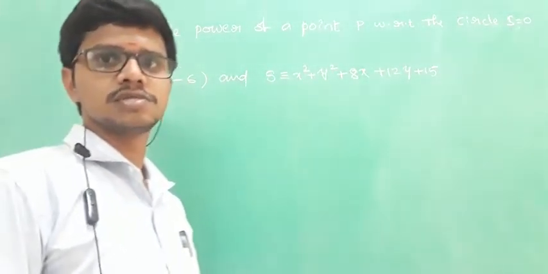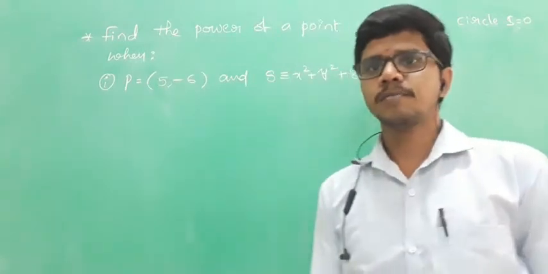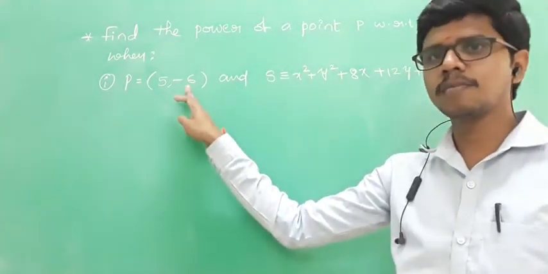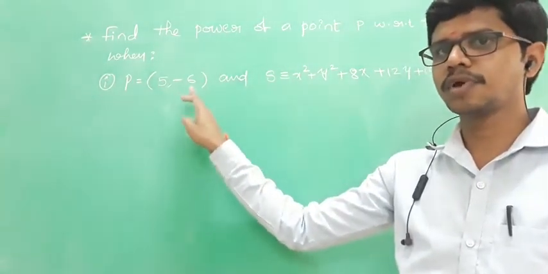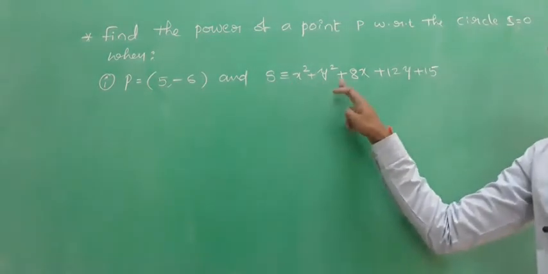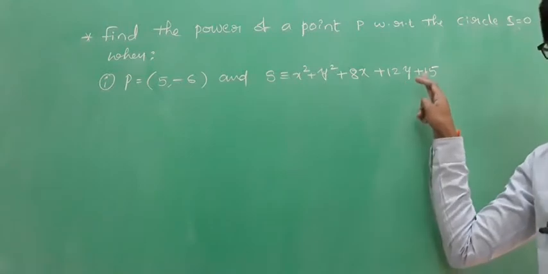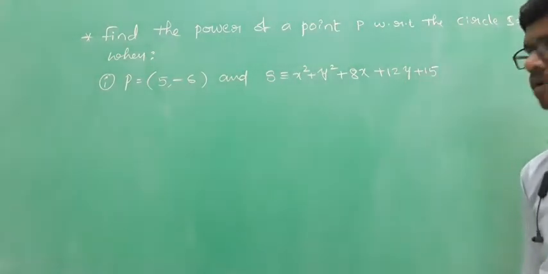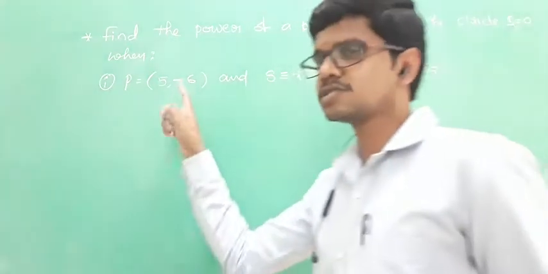See students, find the power of the point (5, -6) with respect to the circle x square plus y square plus 8x plus 12y plus 15. Okay, this is the circle equation and this is the point.